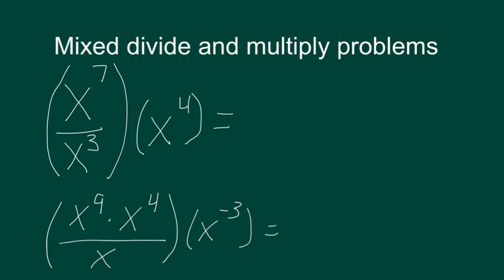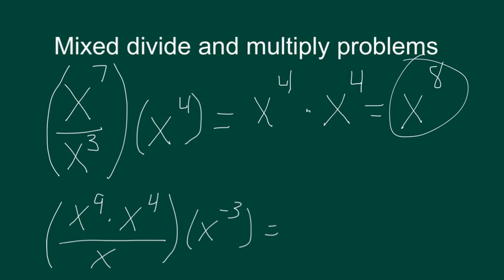Okay, here are some mixed dividing and multiplying problems where you may have some dividing of like bases and some multiplying of like bases mixed together. My first step would be looking at this part here where I've got dividing of like bases, so I subtract the exponents. When I subtract them, I'm going to end up with x to the 4th power, and I'd be multiplying that by x to the 4th power. Since they're multiplying, we add the exponents, which becomes 4 plus 4, which is 8. And that's my final answer on the first one there.